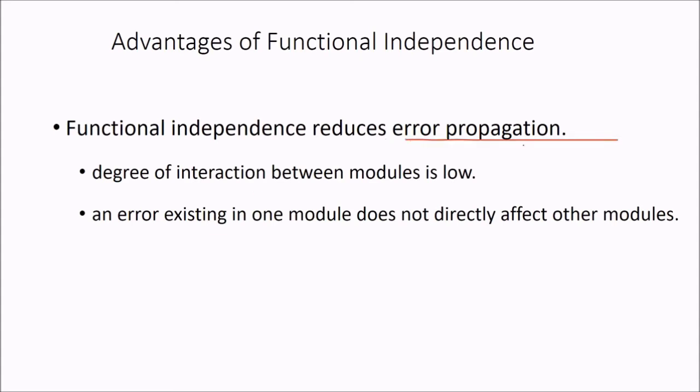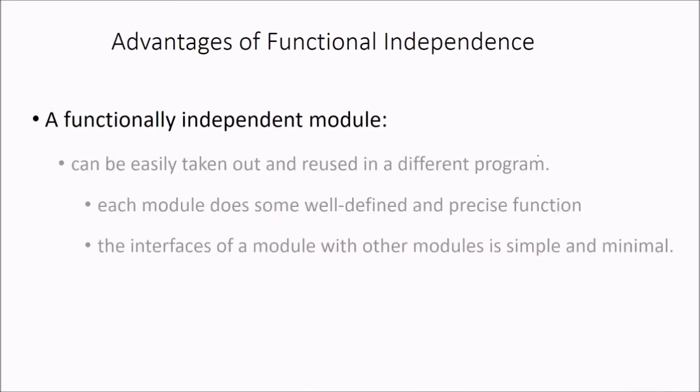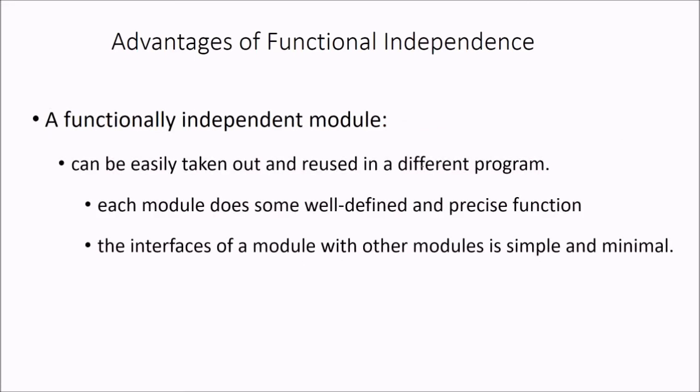You don't have much interaction, and the error existing in one module is not going to affect the other modules. It may affect, but not so much. And if they are functionally independent, it will not. Then, if they are functionally independent, you can reuse the modules as and when required. A functionally independent module can be easily taken out and used in different programs. So this is how we achieve reusability. Each module does some well-defined and precise function, and the interfaces among the modules are quite simple, minimal and understandable.